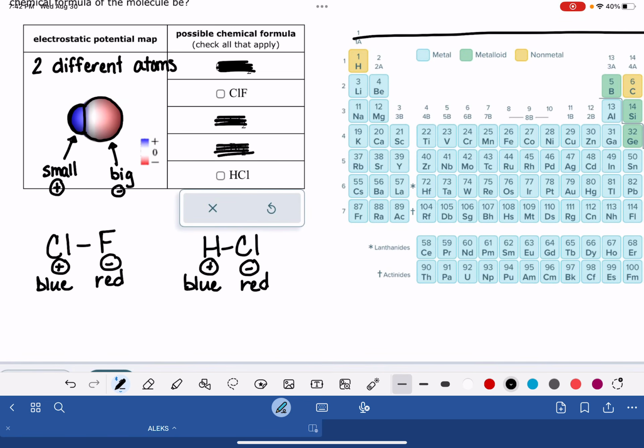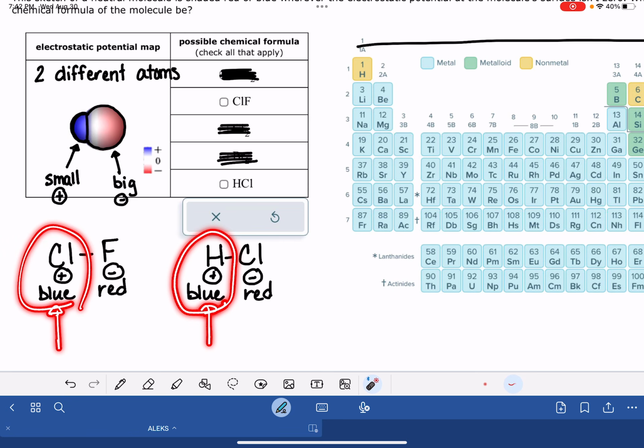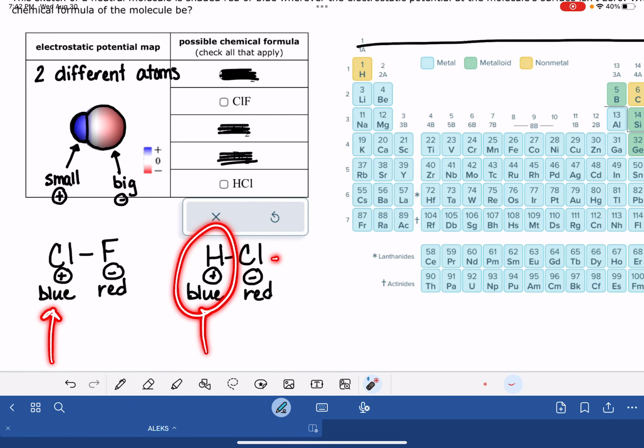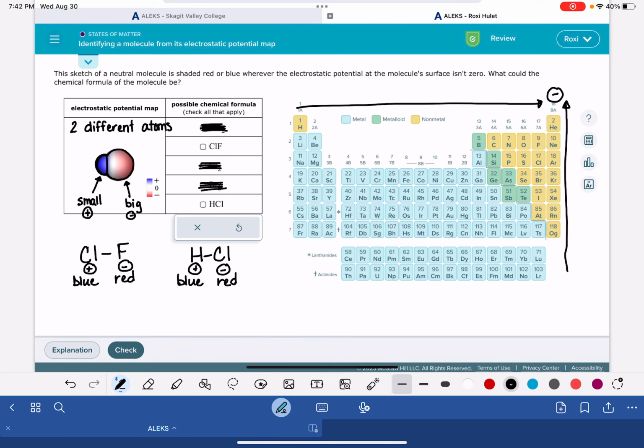Now, how is this going to help us at all? Because this representation has one positive and one negative, and so do both of these. But notice that the positive portion of our molecule is the smaller of the two. So what we need to do is make sure for these molecules that the positive portion of the molecule is smaller than the negative portion. We need to make sure that the positively charged atom is smaller than the negatively charged atom. And we're going to go back to the periodic table again to think about the trend in size.